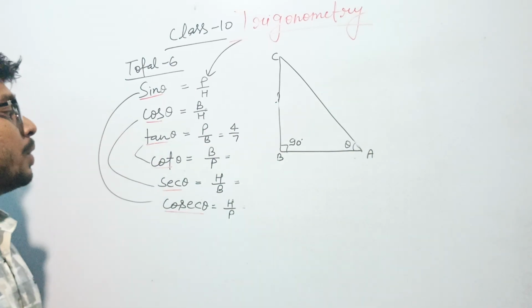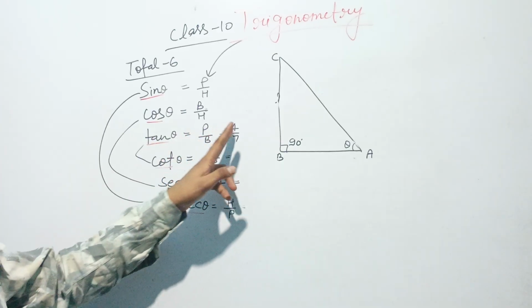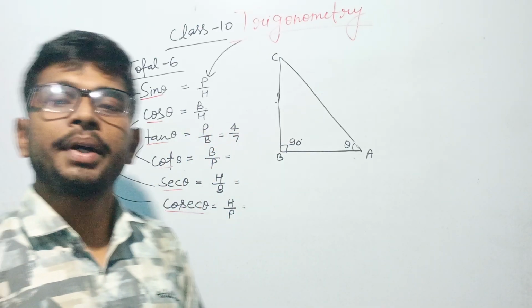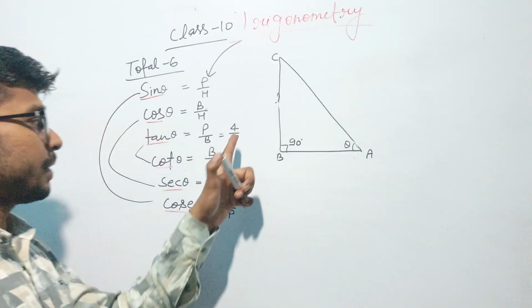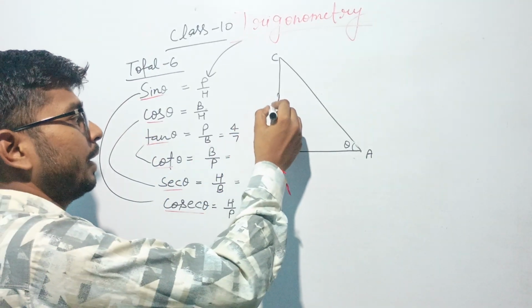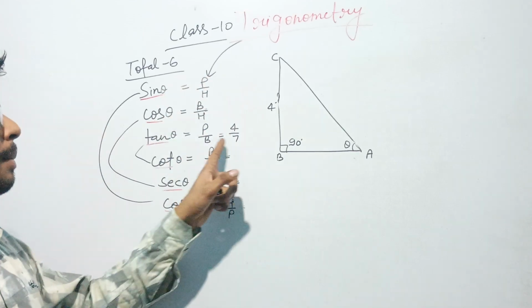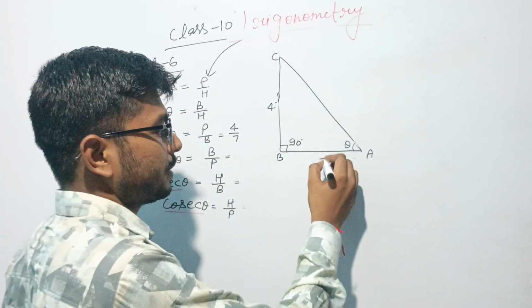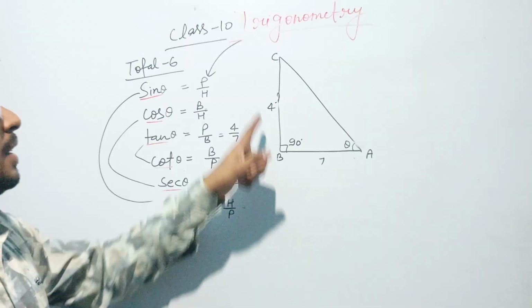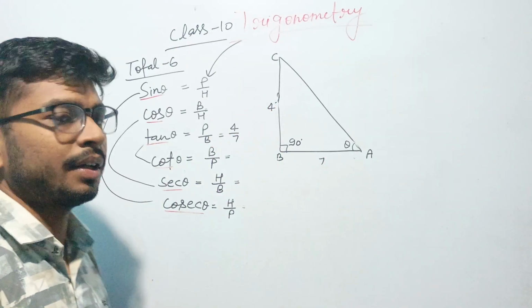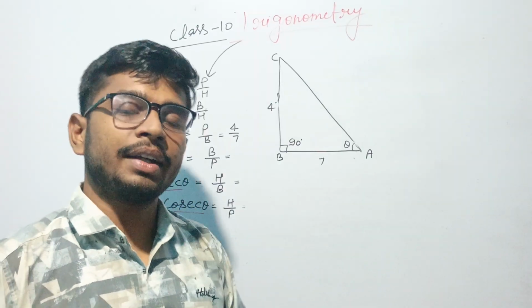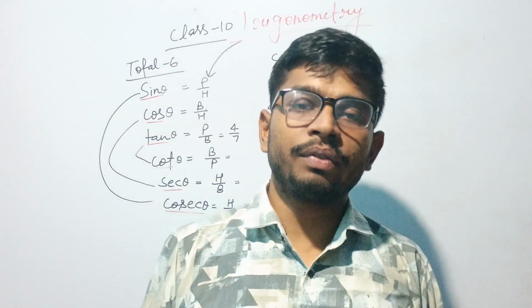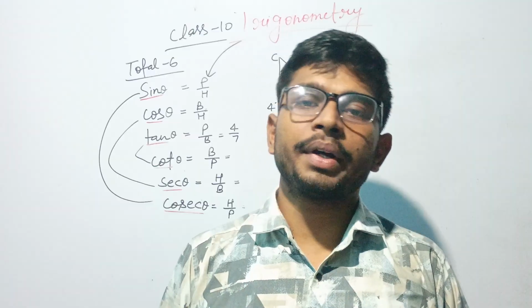Tan theta is perpendicular upon base, and perpendicular is given 4. So 4 we will write here, and base is 7. So BC is 4 and AB is 7. With the help of these two sides, first we will find the third side, and then we will find the remaining 5 trigonometric functions.